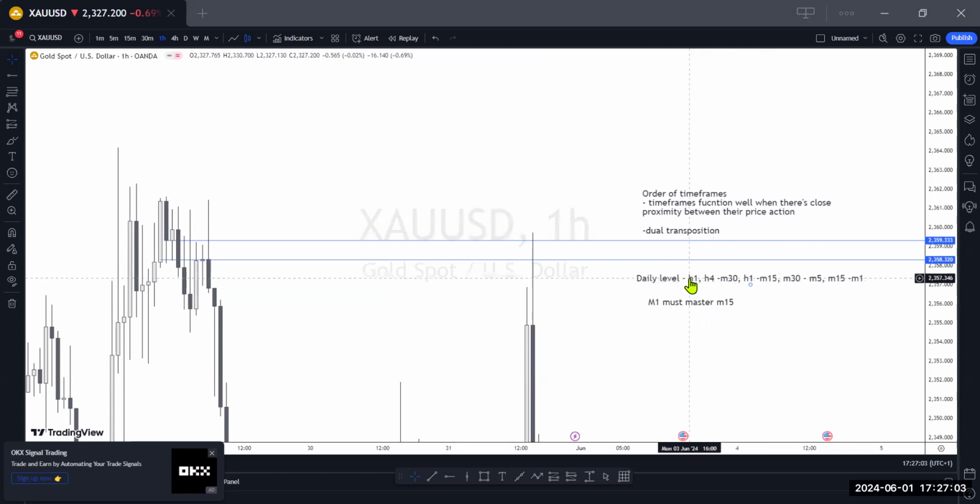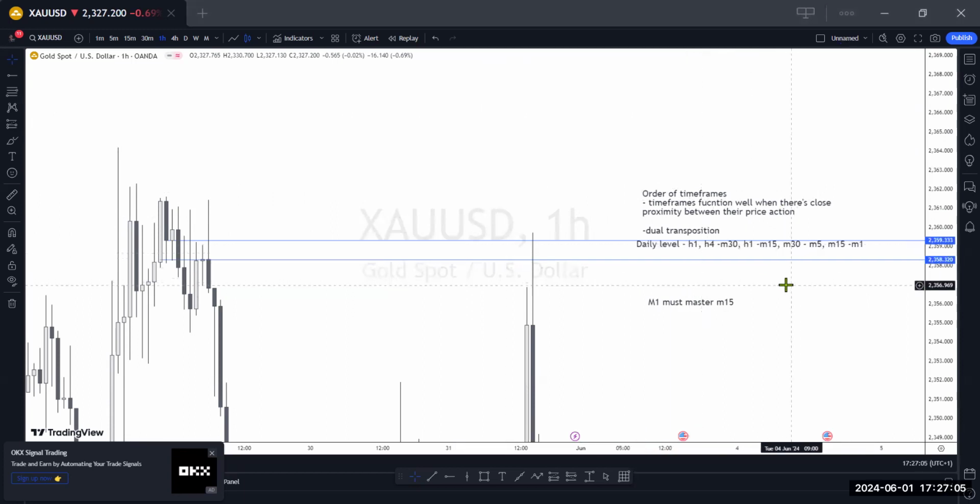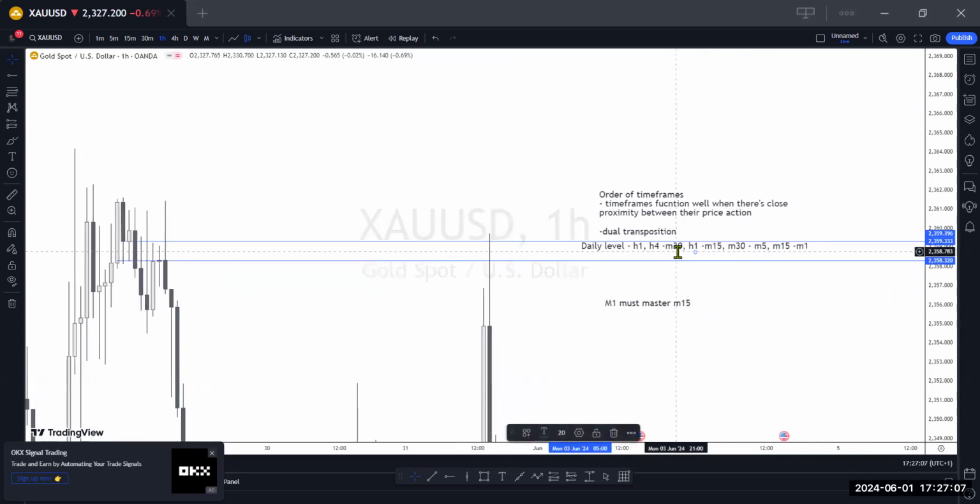So for dual transposition, you go to H1, right? For dual transposition, it's 2 time frames below your original time frame, your MSNR time frame. For H4, you go to M30 charts. For H1, M15. For M30, go to M5, and for M15, M1.